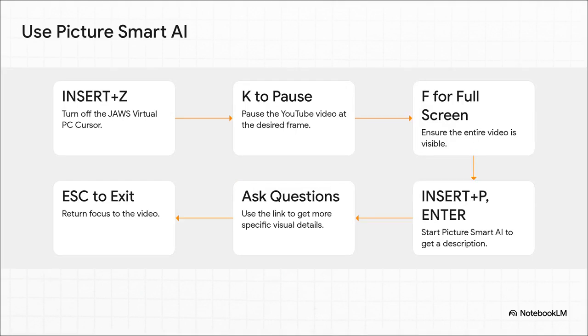So how do we actually do this? It's pretty cool. First, you get the video paused on the exact frame you're curious about. The K key is great for pausing in YouTube. Then, here's the magic command, Insert-P, and then Enter. JAWS grabs that single frame, sends it off to be analyzed, and then reads you back a description.